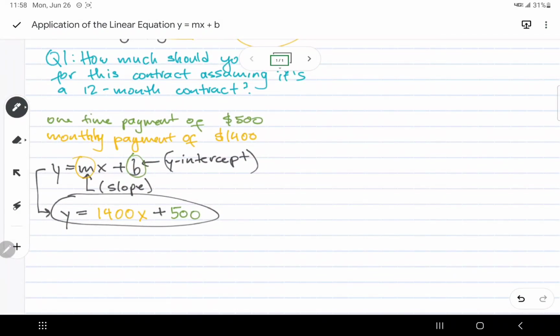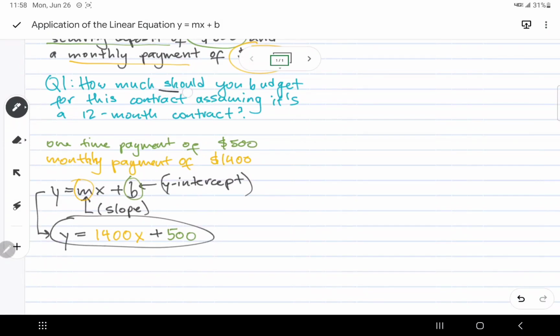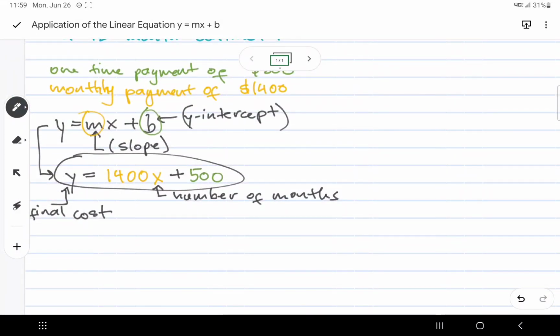Okay? So how much should you budget? Now, assuming that you're only going to pay for this rent for 12 months and there aren't any changes and things like that, then this x right here, that is the number of months. I should probably write it down as number instead of that. Number of months. And this is the final cost. Okay? So let us proceed with this and let's see what we get.